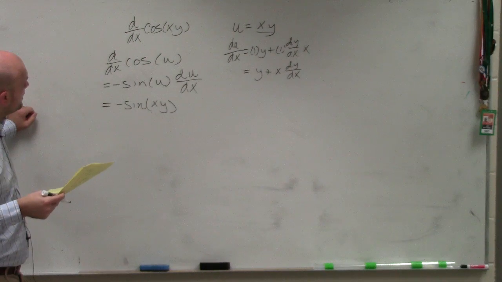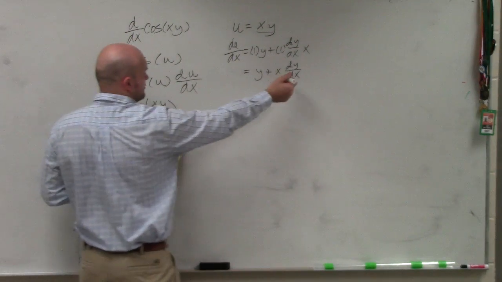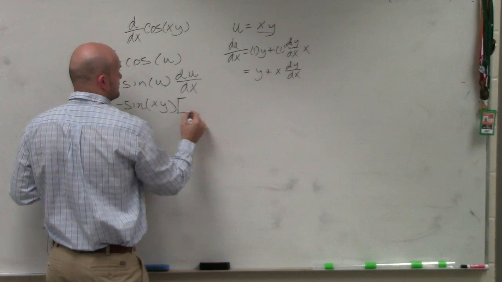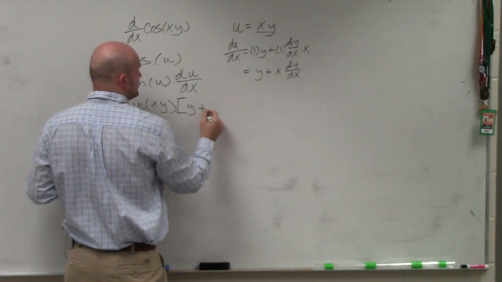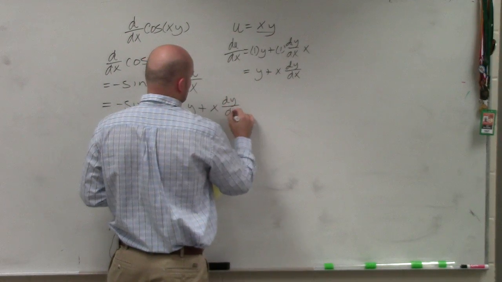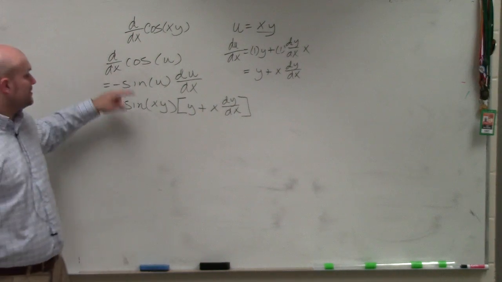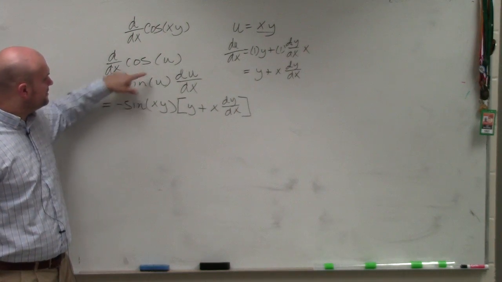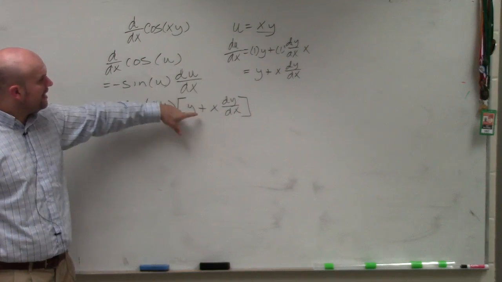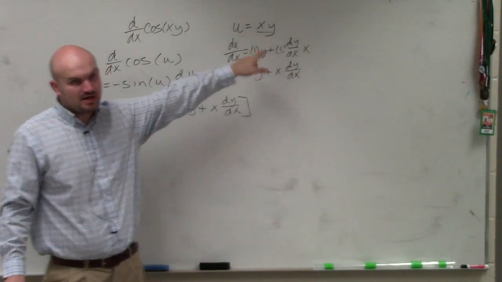And then times the derivative, which is y plus x dy over dx. So again, remember this chain rule: the derivative of our outside function, and then multiplied by the derivative of our inside function, which we said was our xy.